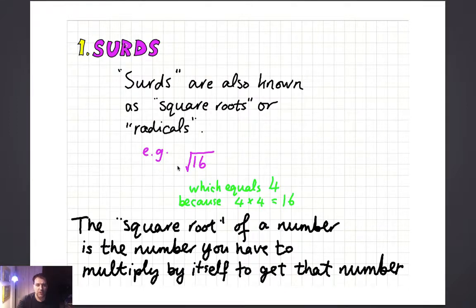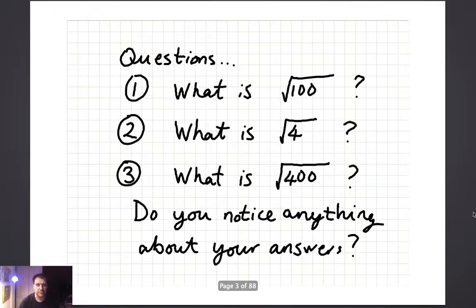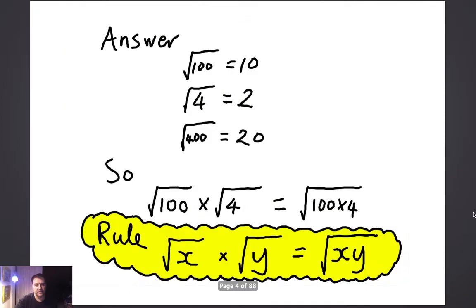So square root of 16, for example, is 4, because 4 times 4 is 16. So the square root of a number is the number that you have to multiply by itself to get that number. So a couple of questions. What is the square root of 100? What is the square root of 4? And what is the square root of 400? And you're supposed to notice something linking those things.